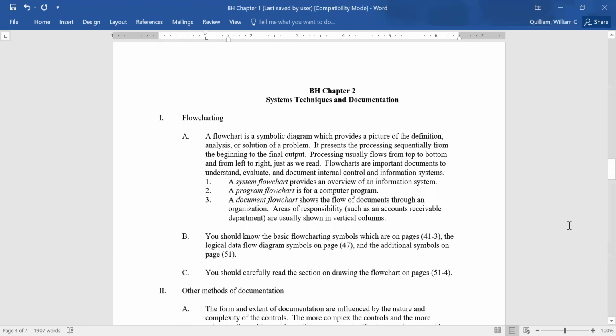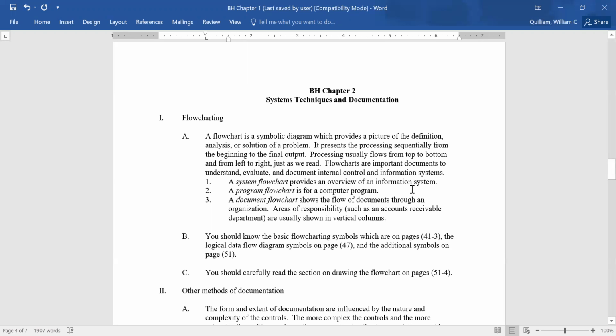Well, the first thing is flowcharting. And some of you have had flowcharting, some of you haven't. Sometimes some flowcharting symbols will appear on the CPA exam. So just to let you know, a flowchart is a symbolic diagram and provides a picture of the definition, analysis, or solution of a problem. And it presents a processing that the organization goes through sequentially, from the beginning to the final output. Processing usually flows from top to bottom and from left to right, just as we read. And flowcharts are important documents to understand, evaluate, and document internal control and information systems. So it's a major means of documentation. There are 3 different types of flowcharts. A system flowchart provides an overview of an information system.